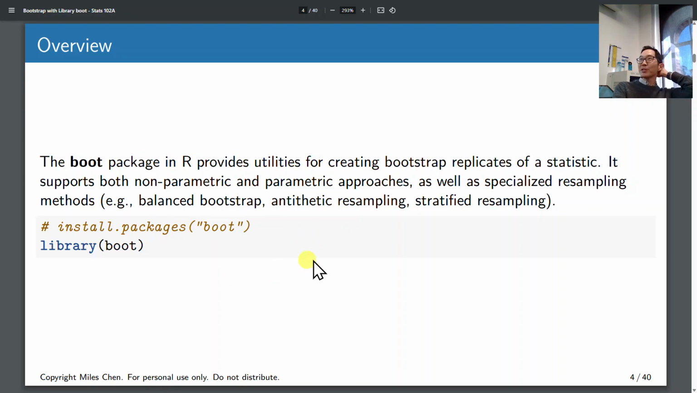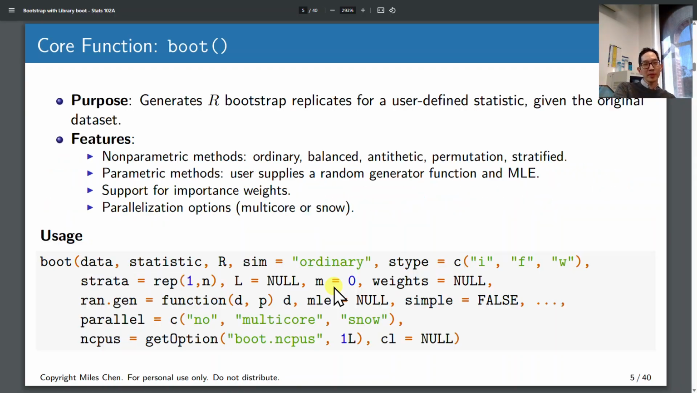So that's the great thing about the internet, is that if something is popular enough, there's going to be a lot of resources to help you learn how to use it. All right. Basically the core function that you're going to be using in that boot package is the function boot, and this is going to perform Bootstrap for you.